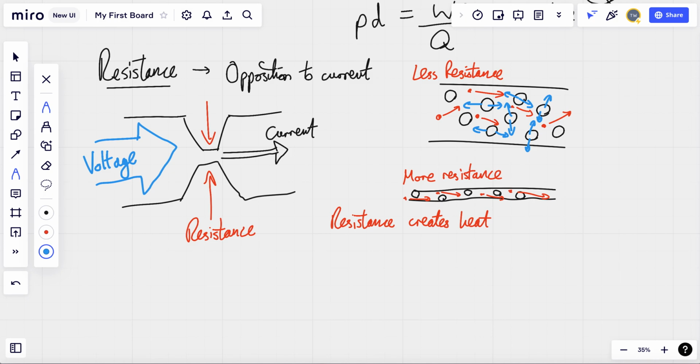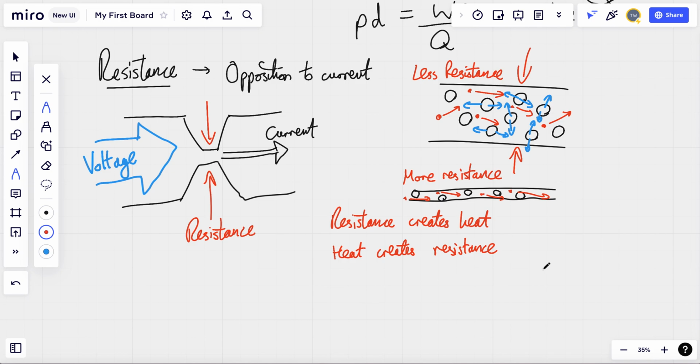Now, the other thing is resistance creates heat, but heat also creates resistance. That's not a groundbreaking thing to say. If resistance creates heat, then heat creates resistance. If I've got heat coming from the outside of a wire, then that's going to make it more resistant as well. So heat is all to do with the vibration, the kinetic energy in those atoms.